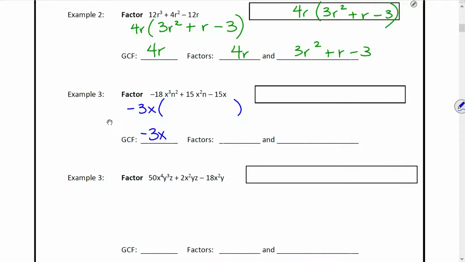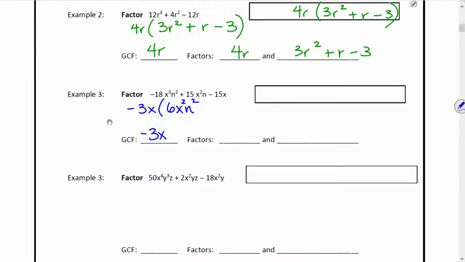So negative 3x times what is negative 18x cubed n squared. Now that's a lot to think about. So let me first think about the number. Negative 3 times what is negative 18, and the answer is 6. x times what is x cubed, and the answer is x squared. Okay, and then I have no n in my GCF, so I need n squared here so that I will still have the n squared above.